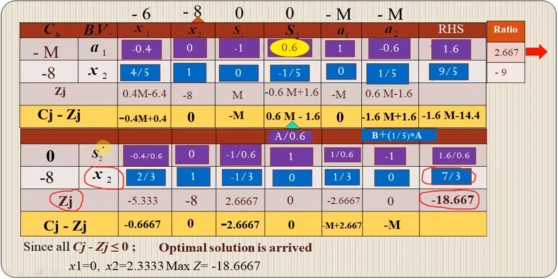What is the value of the surplus variable? S2 is nothing but 1.6 upon 0.6. But for the original problem, we multiplied with minus 1 for converting the minimization problem into maximization. So again we have to multiply this objective function with minus 1, and then we can write the final solution: minimize Z equal to 18.6667. That is the final solution.